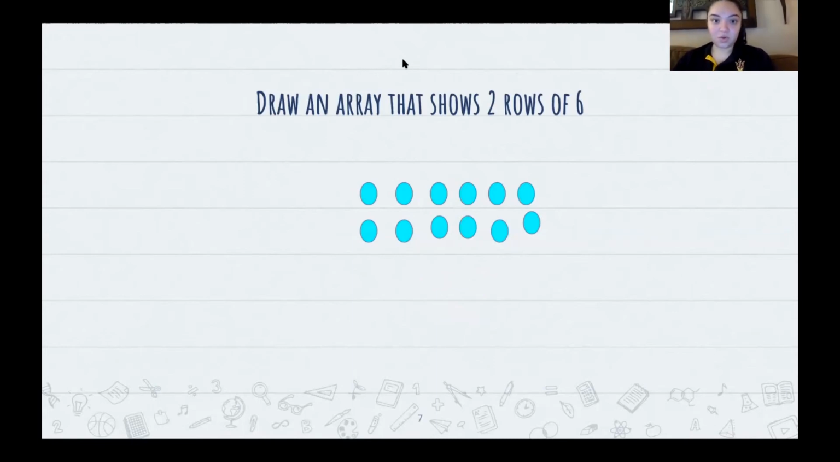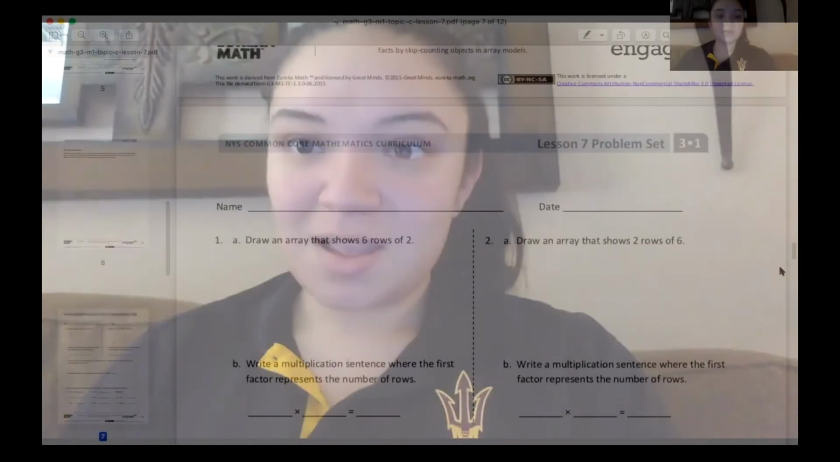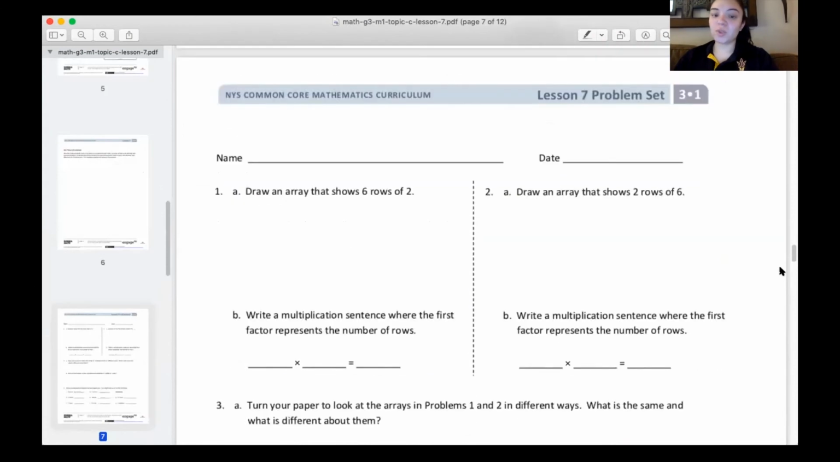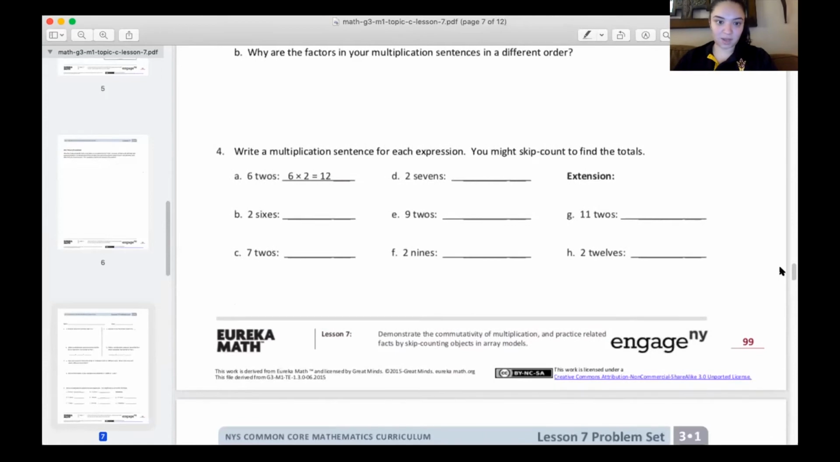All right, so real quick, I'm going to stop sharing my screen so you can see me. Draw an array that shows 6 rows of 2. We already did that one. That's one we just did, so perfect. I'm going to bring us down here.